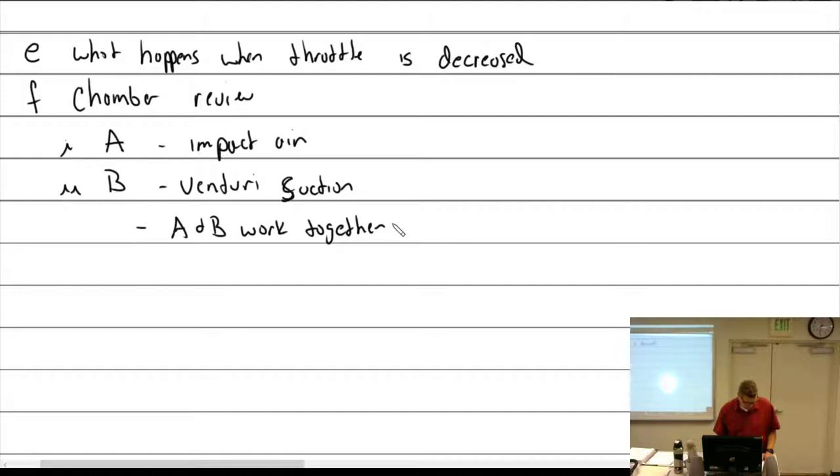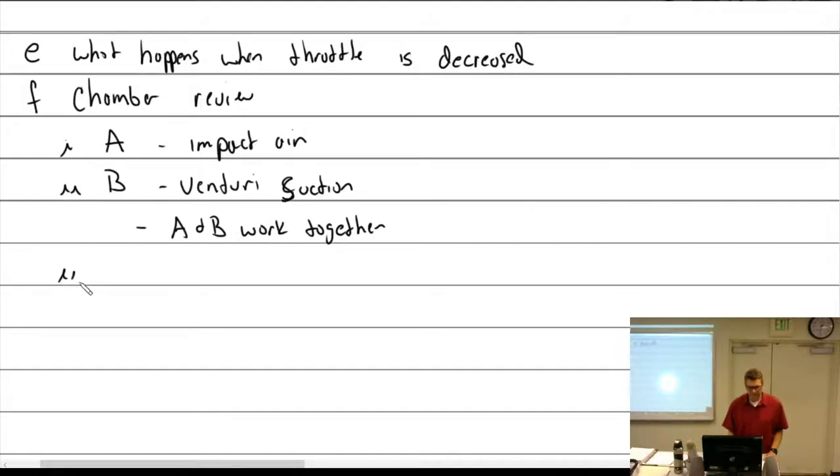What else do I do? What would happen if there was a little hole between A and B? Unintentional air bleed. Who would run lean? Why would it run lean? Because your suction is pulling your impact air. Suction's pulling on impact air, so you have less impact air, you have less suction, so therefore less push. Less push, yes.